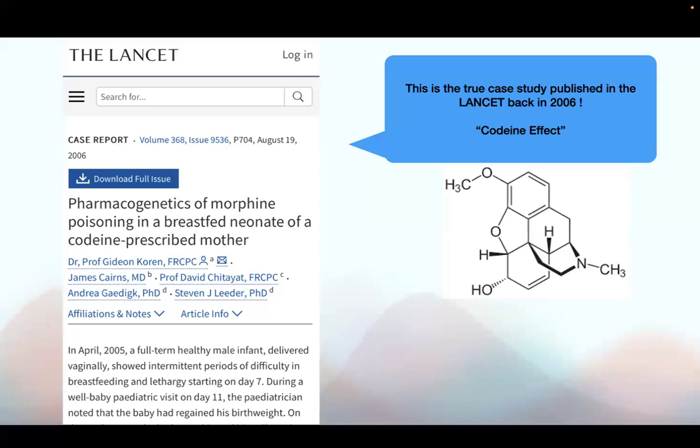This is the chemical structure of codeine, and the CH3 group, which is a methyl group, can be removed by your CYP2D6 enzyme, and it is converted into morphine, which is a potent painkiller. Codeine itself is inactive, right? And it can be converted into the active form, which is morphine.